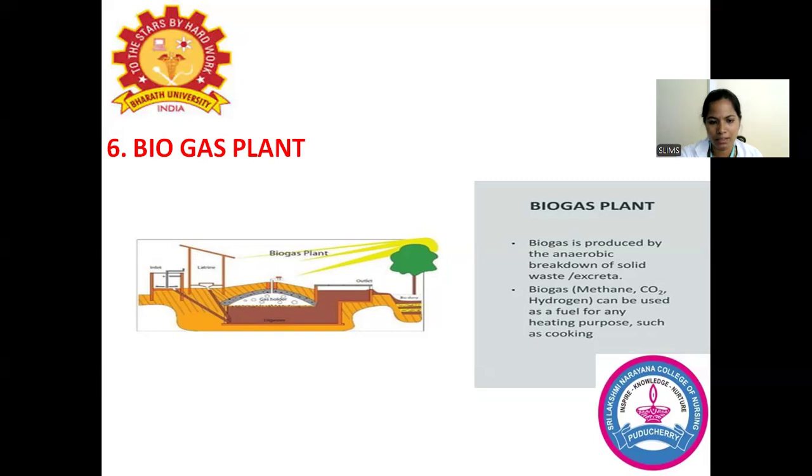They will make it like this, and the end product, the fumes that come out after the decomposition, that is, after the anaerobic breakdown of the sludge and the night soil, will be collected into a container, and later they will use those gases for cooking purposes. So this is the biogas plant.